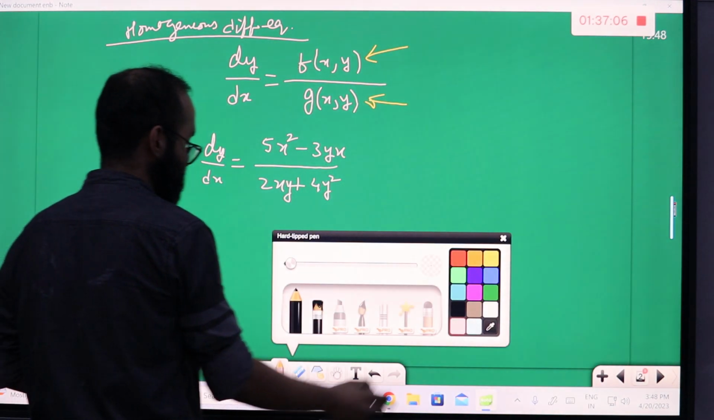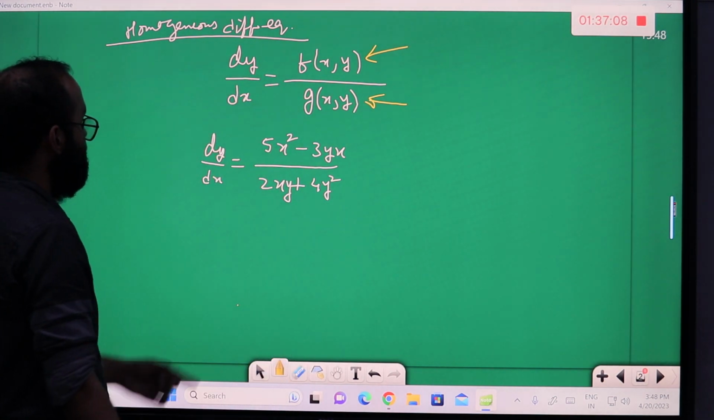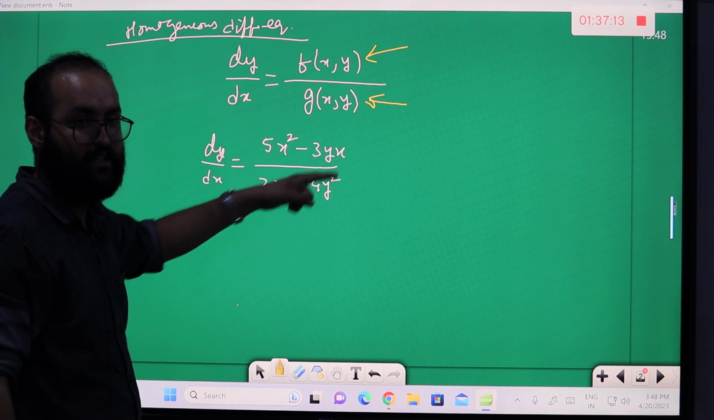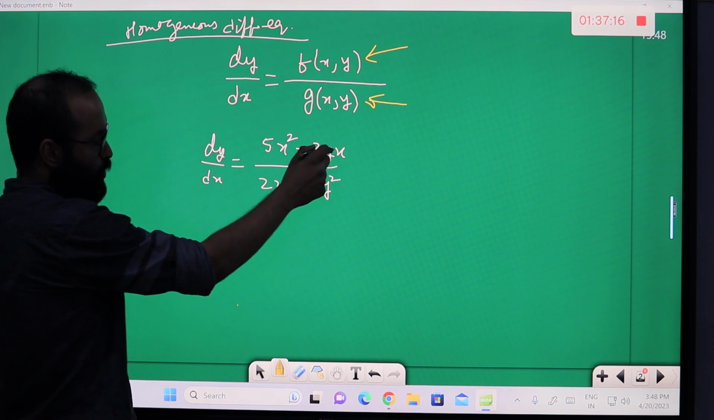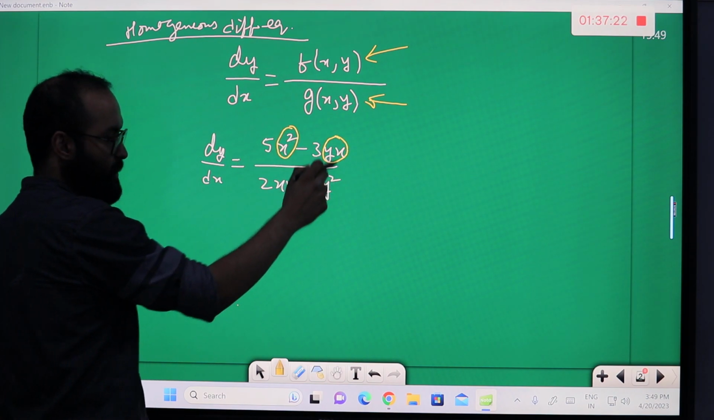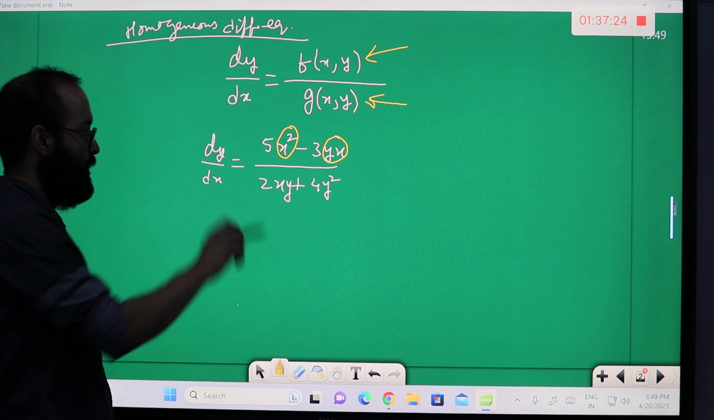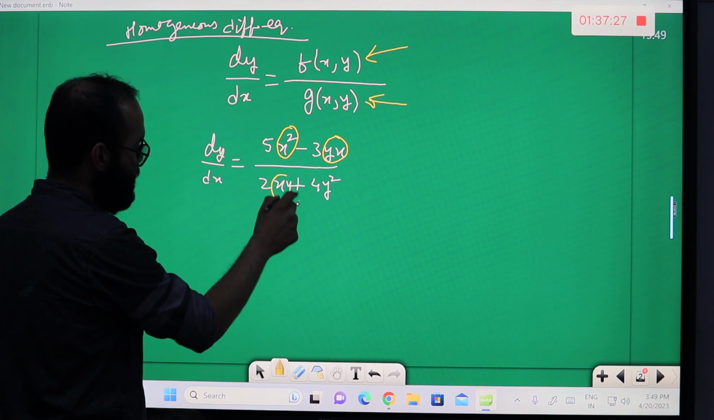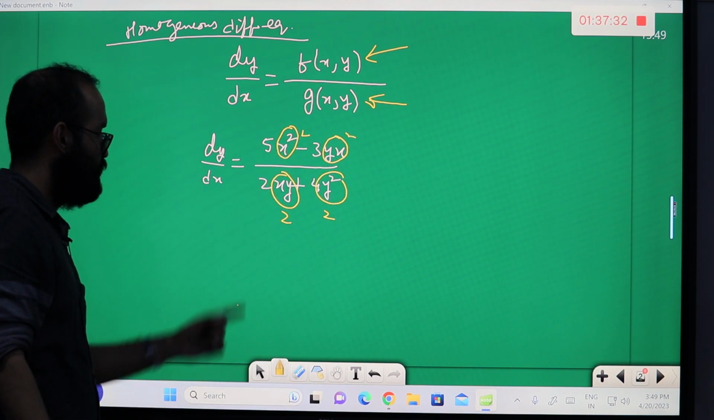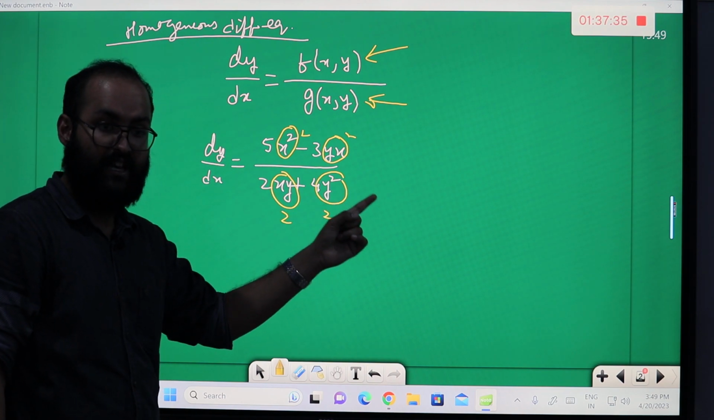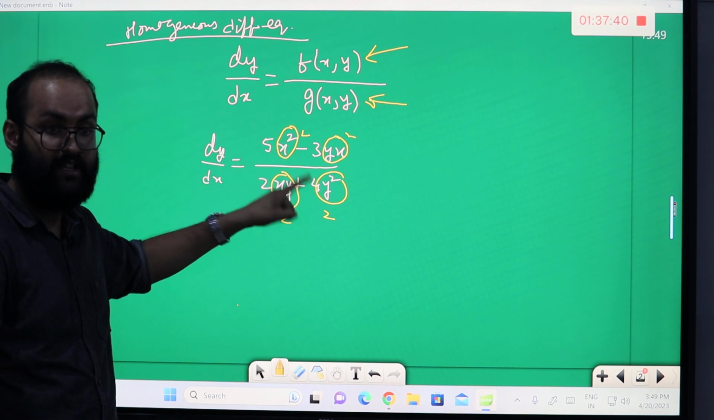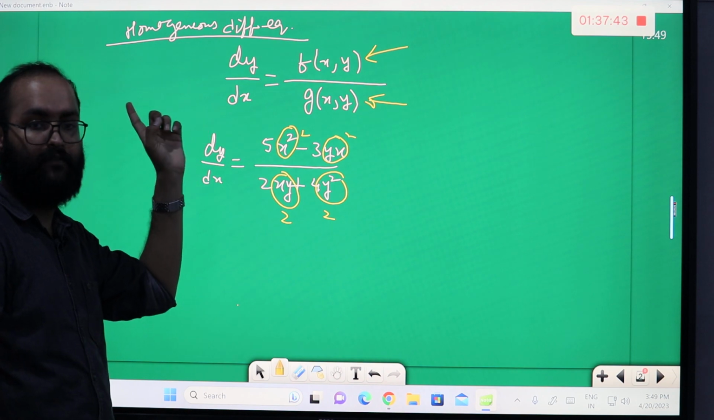For example, let me modify the question. Now see here. It is in the form dy dx equal to f of xy by g of xy. Look at the numerator function. In the numerator, is this a homogeneous function? X power, this term power of the variable 1 plus 1, 2, so it is homogeneous. In denominator also power of variable here 2, here 2, same, so it is also a homogeneous function. And in both of them, what is the degree? Here also 2, same degree. Then only you can solve.